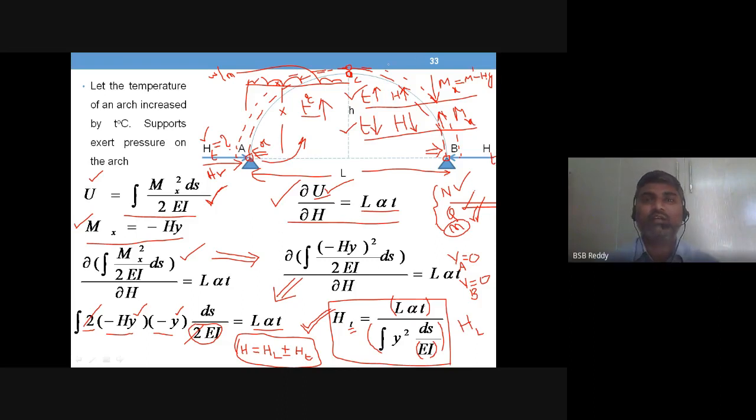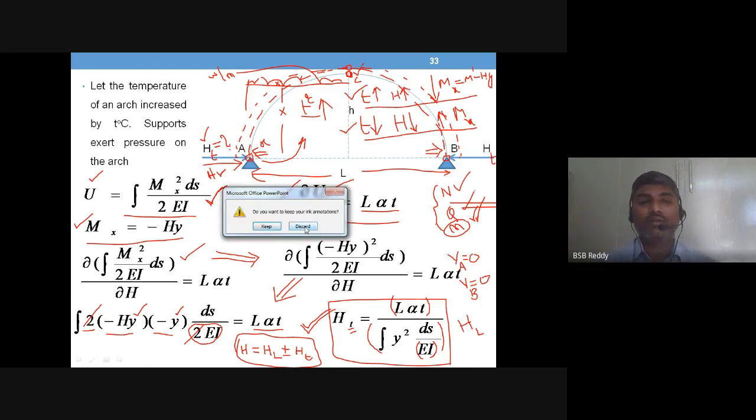Okay, so that is the reason why H will be 0 due to temperature changes in the case of three-hinged arches. That's why we did not discuss anything related to temperature in three-hinged arches. Only the discussion has come in two-hinged arches, right? So this is how you have to see the temperature change effects in the arches.